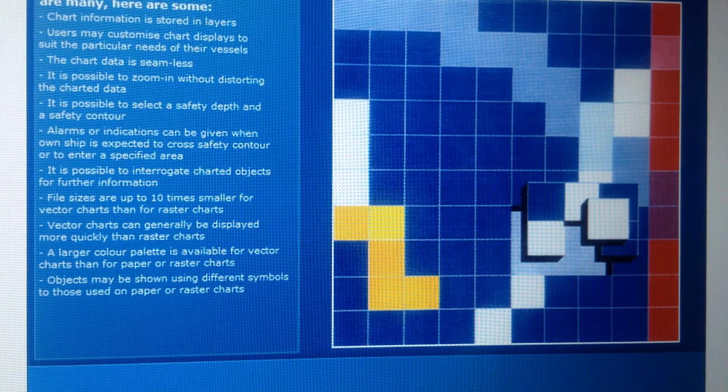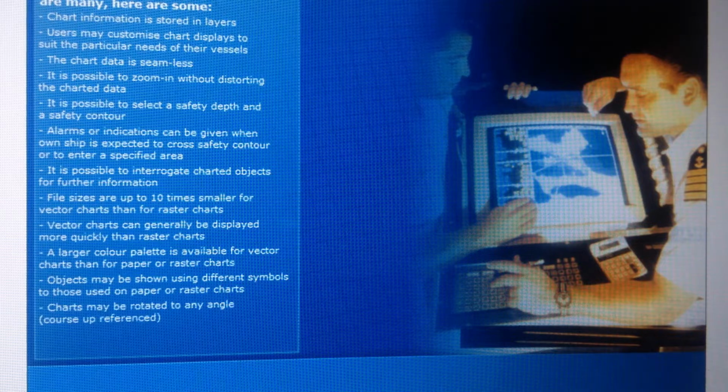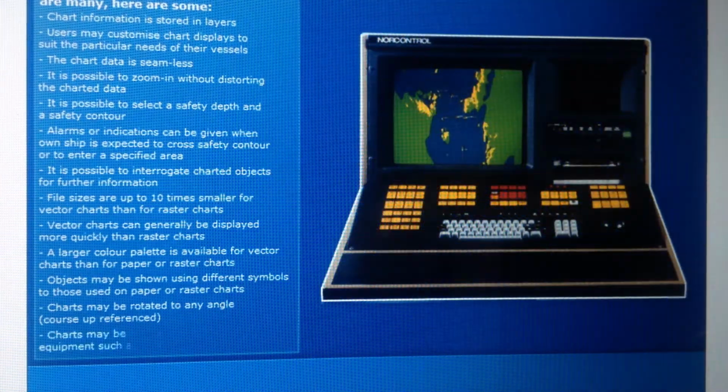Objects may be shown using different symbols to those used on paper or raster charts. Charts may be rotated to any angle. Charts may be shared with other equipment such as radar and ARPA.